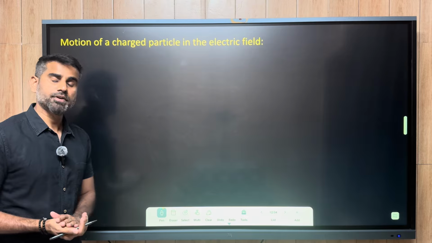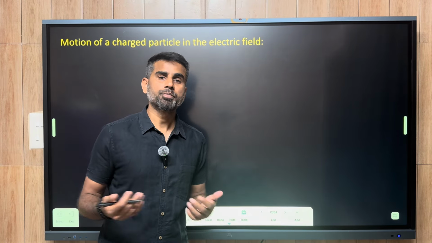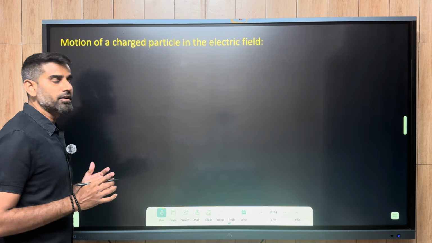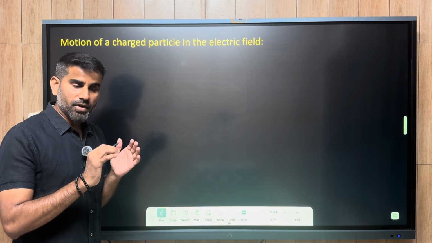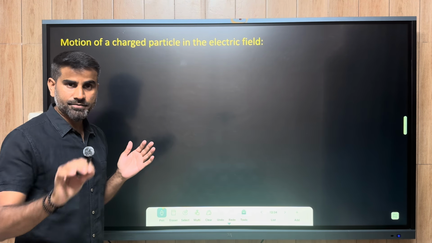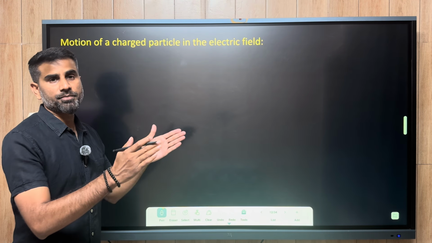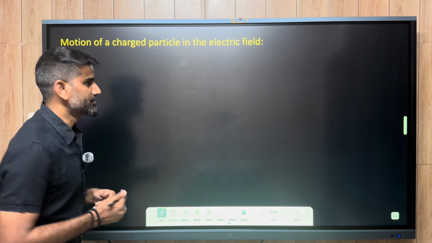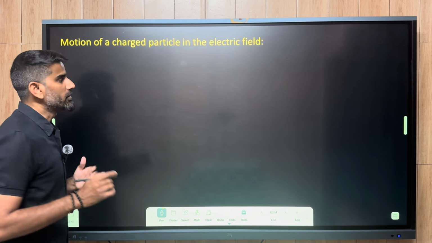Okay, first let us understand what is uniform electric field. How do we represent this uniform electric field? Uniform electric field is the electric field whose magnitude is the same everywhere in its space, and the direction is also pointed in the same direction. Let me draw some of the uniform electric field diagrams.